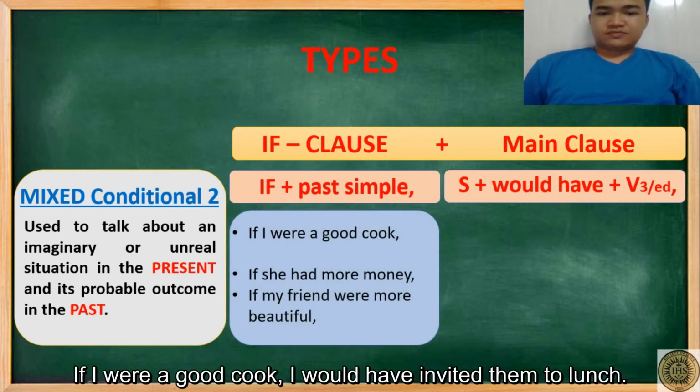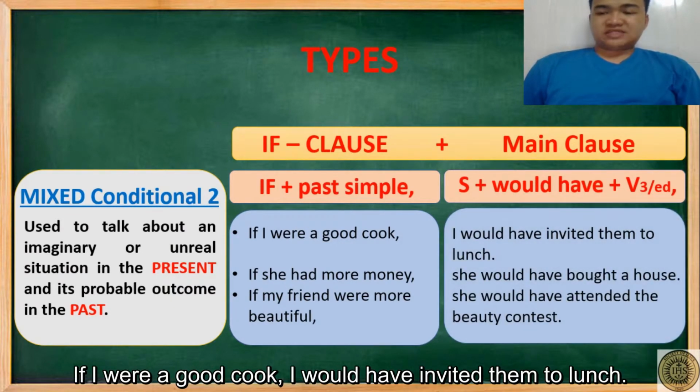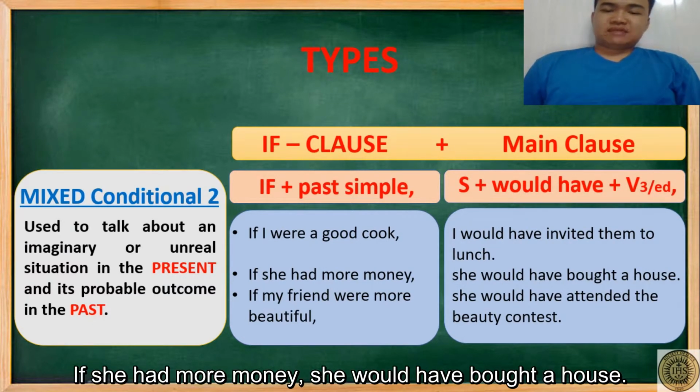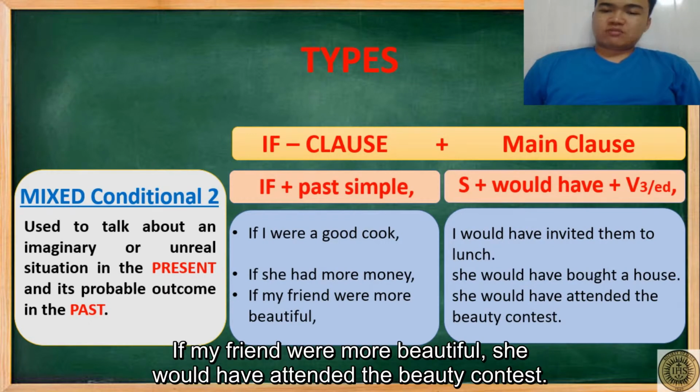For example, if I were a good cook, I would have invited them to lunch. Actually, I'm not a good cook. If she had more money, she would have bought a house. Actually, she doesn't have any money. If my friend were more beautiful, she would have attended the beauty contest.